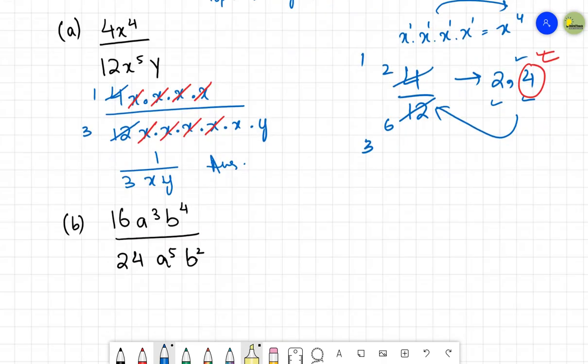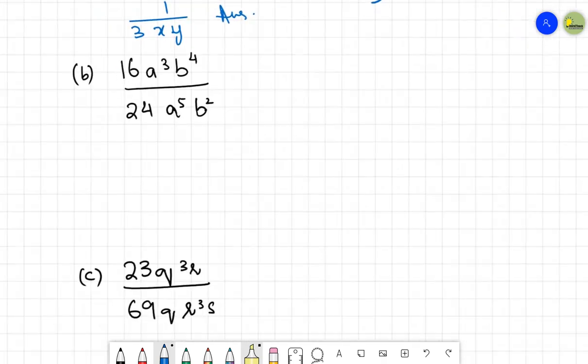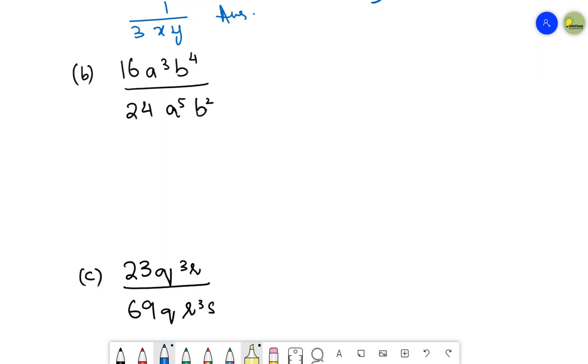Okay. In a similar way, let's do part B. Let me expand the variables for you. This is 16. A cube means that A is multiplied 3 times, and B cube means that B is multiplied with B and with B. 4 B's are multiplying together.